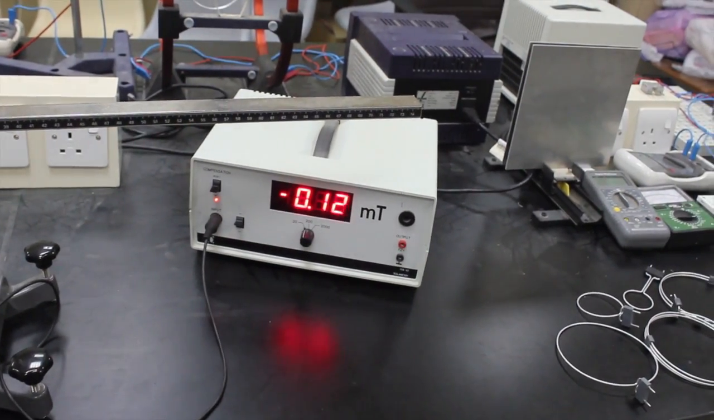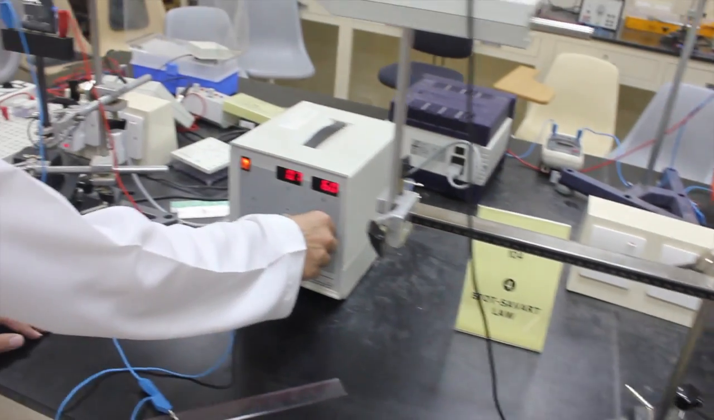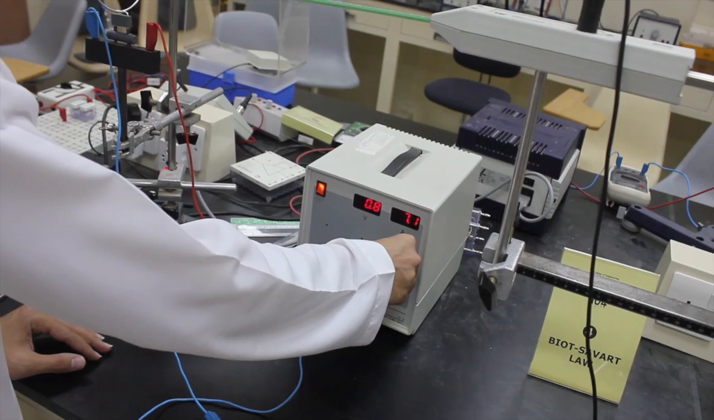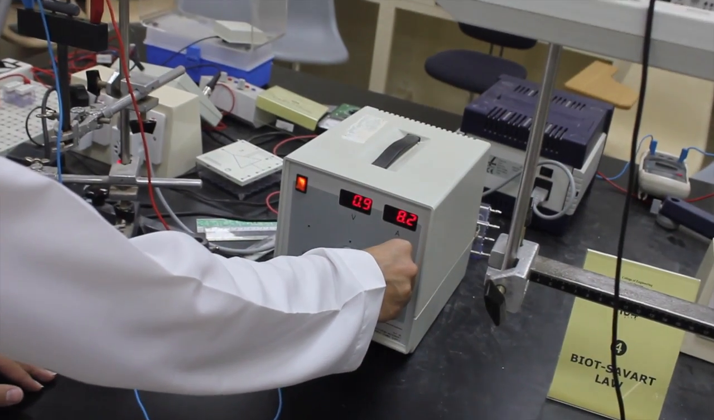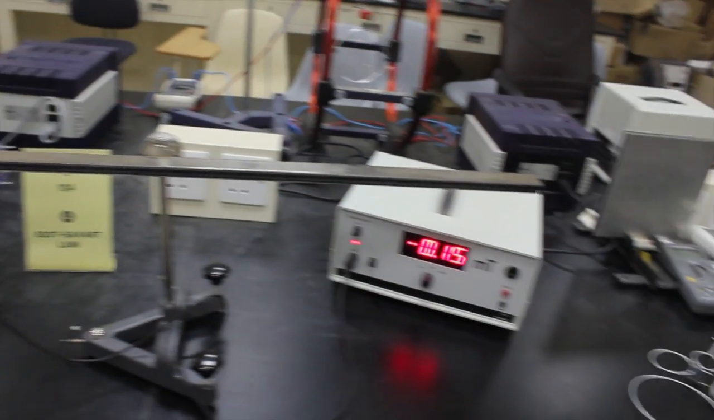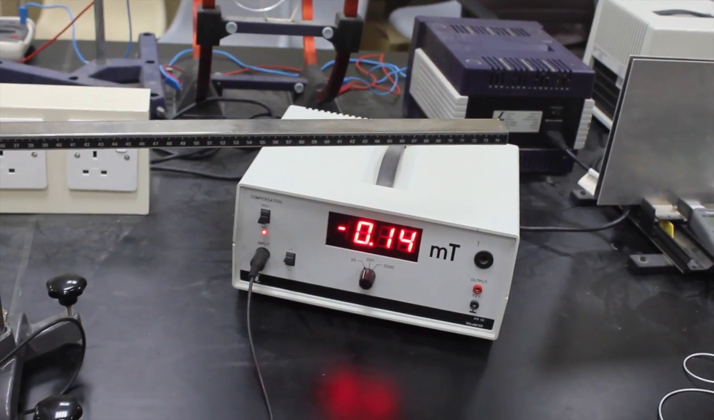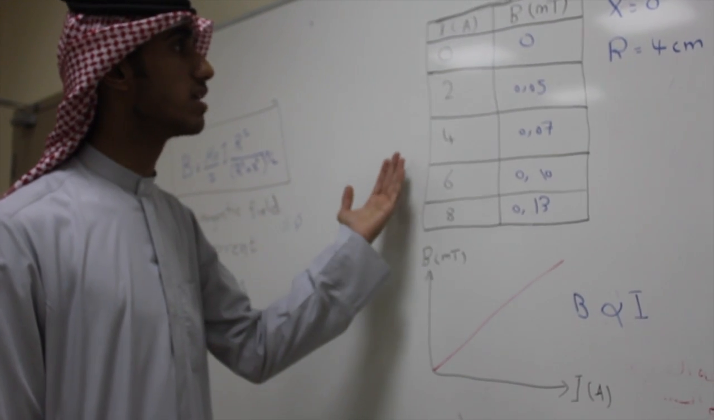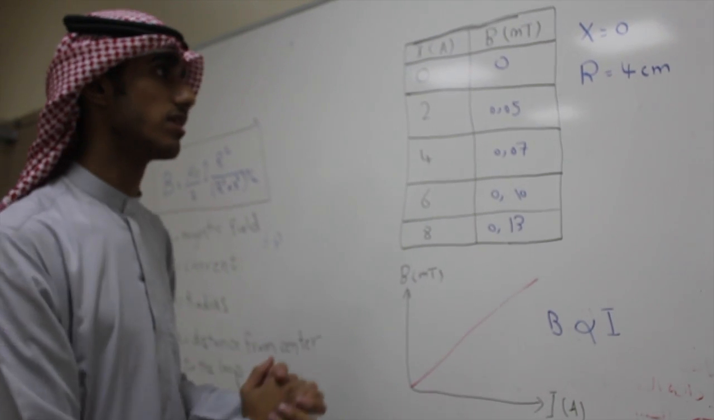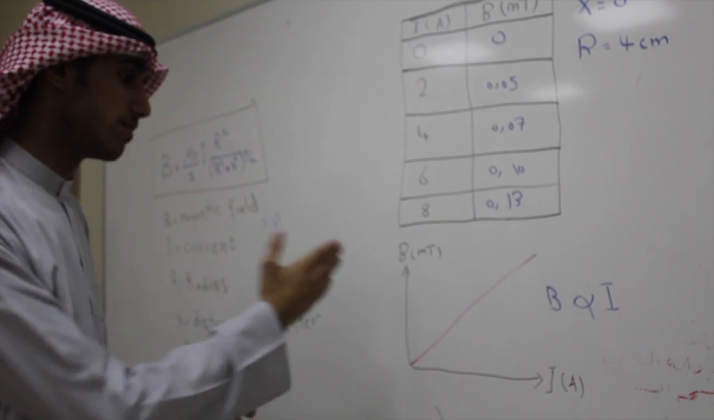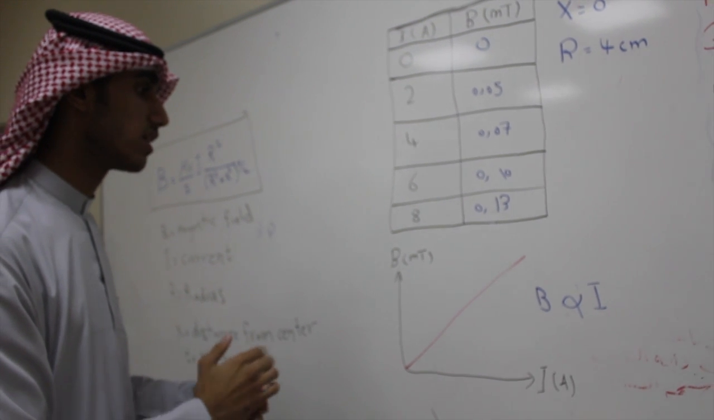The magnetic field will increase to 12. The last one, increase the current to 8 amperes. The magnetic field also increases. This is a table showing the relationship between current and the magnetic field, and we keep this value constant. The relationship between B and I is directly proportional.